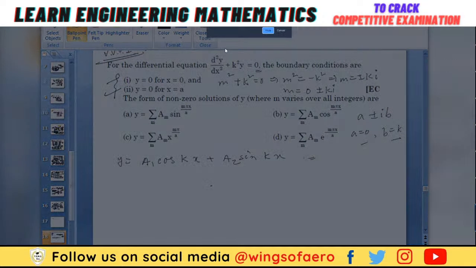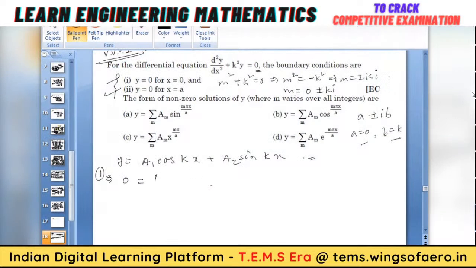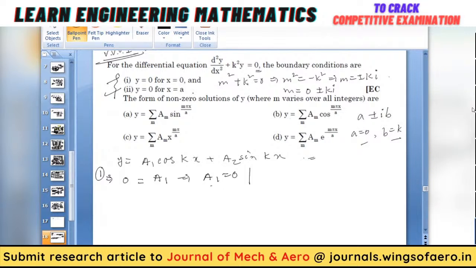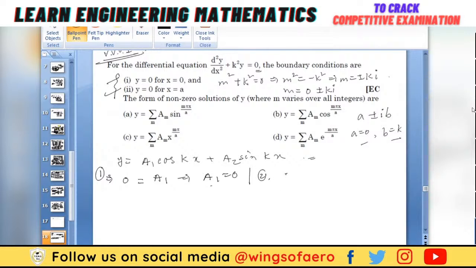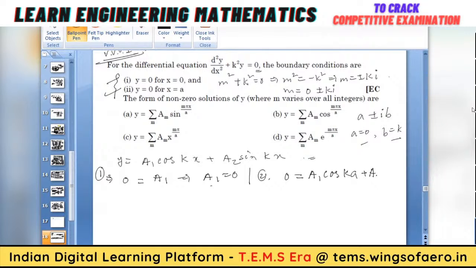Y equal to 0 at x equal to 0 means a1 cos 0, which is 1, plus a2 times sin 0, which is 0. So a1 equals 0. Next, y equal to 0 for x equal to a. Condition 2: a1 cos ka plus a2 sin ka.